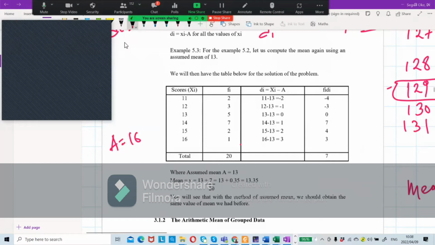So 16, right? We want to calculate our D now. So it's going to be 11 minus 16. What do you have? Minus 5. Let's just be writing it down. Minus 5.